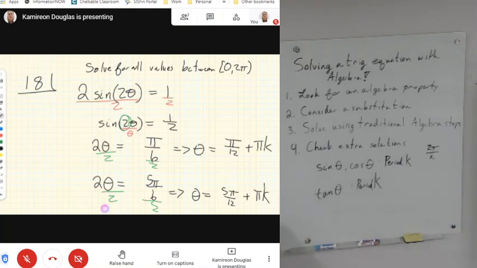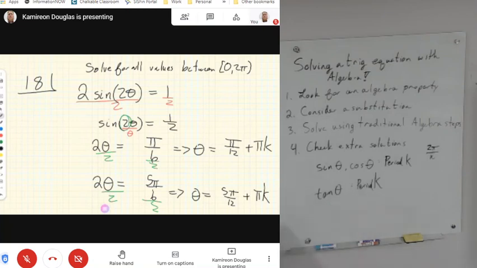Why pi k? Because it's the period times k. The period for this specific function is pi. The sine period is 2 pi, but sine of 2 theta affects the period of the sine function. So we want to always add the period to the problem. Again, this part is where we start to pull in pieces from other sections and other chapters. We want to always add the period to the problem.